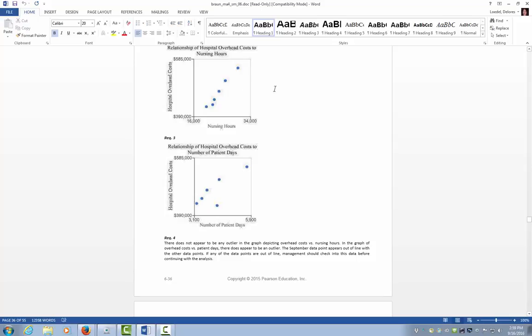Because we don't see any outliers in this one, we can predict that that is a pretty good indicator of a driver, that the nursing hours is in fact driving the overhead cost. Now with the number of patient days, it does look a little questionable because of this outlier here. So what management would want to do is check this data before continuing to use any analysis. And we will be using other methods to analyze this in a little bit as well.